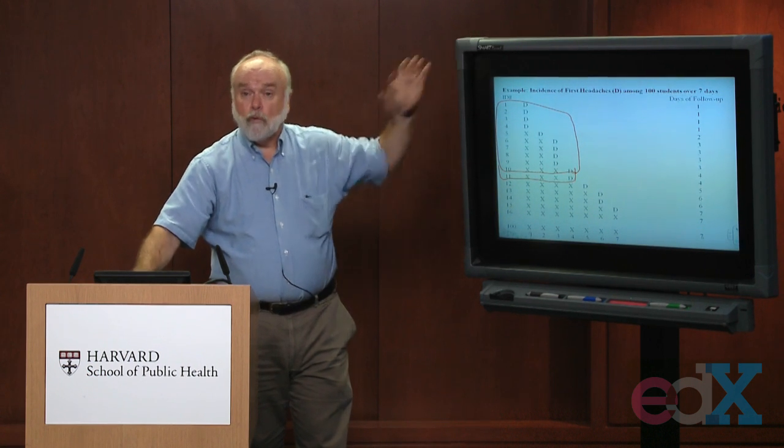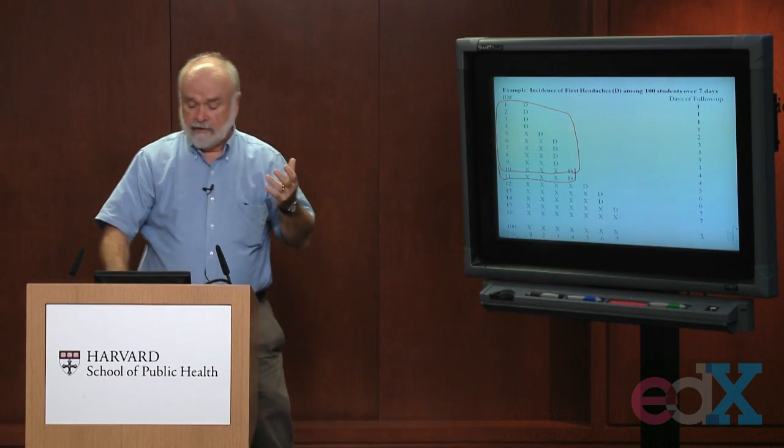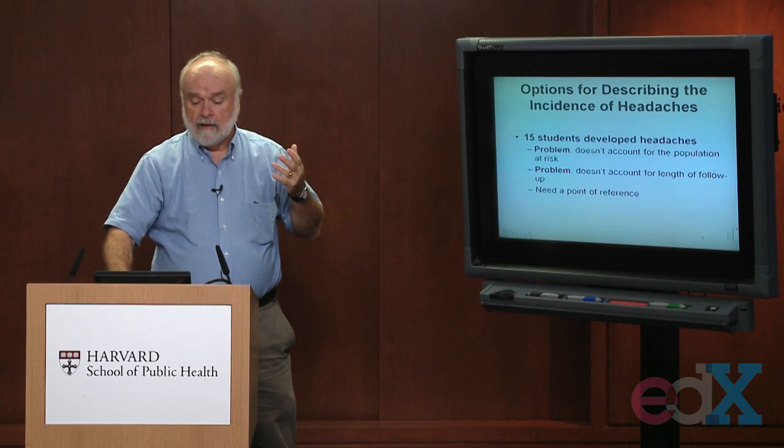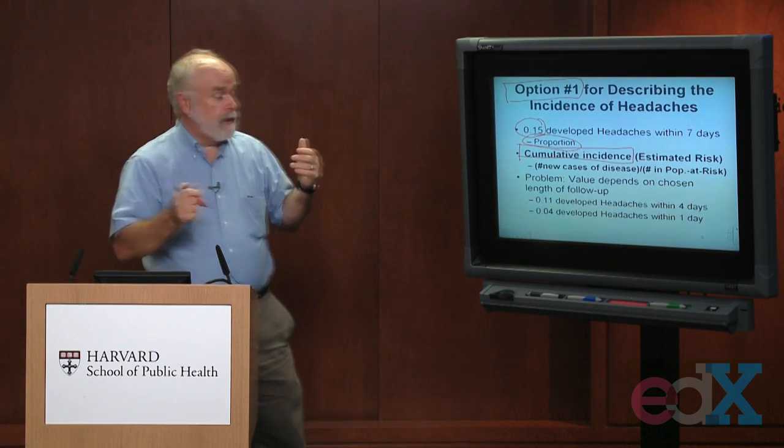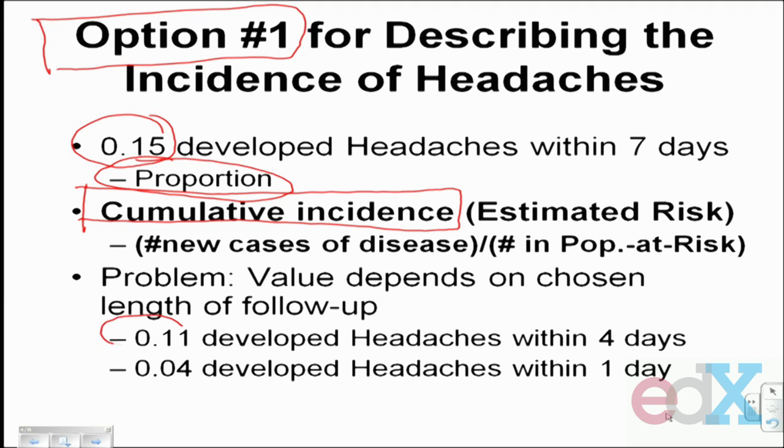So in that case, if I wanted to report the 4-day cumulative incidence, it would be 11 cases divided by the 100 people at risk. It'd be 11% cumulative incidence for that time period.